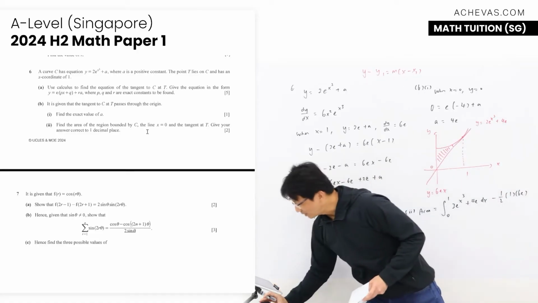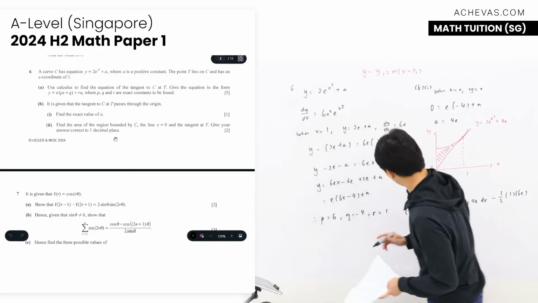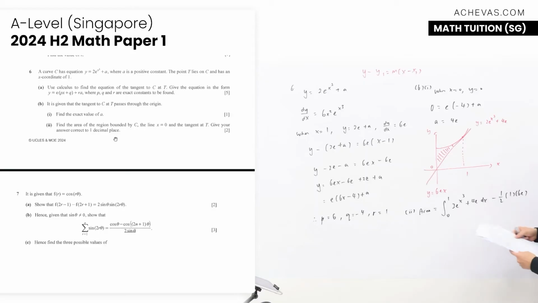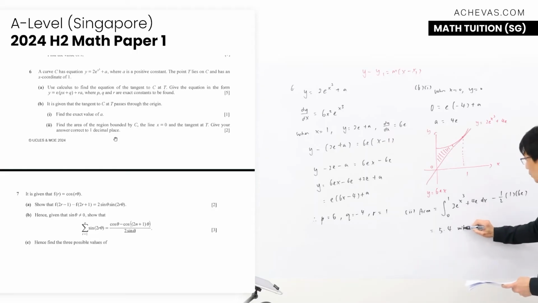Alright, and I think the question did not require us to find an exact answer, so I'm going to key this entire expression into our GC, and pressing the calculator, I will get an answer of 5.4 units squared.